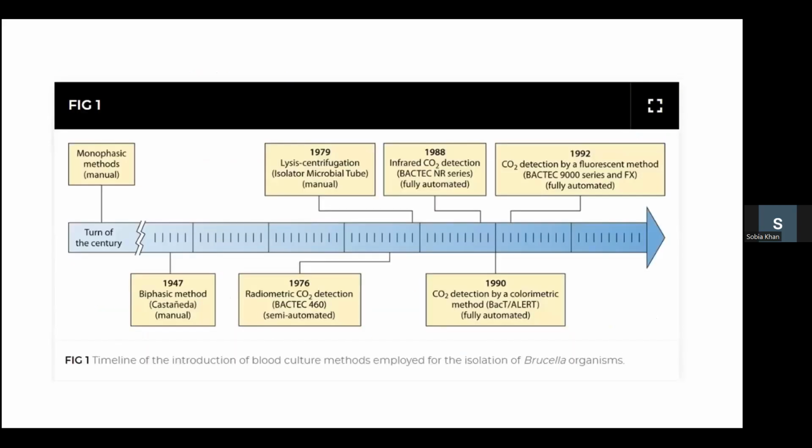This is just a brief overview of the blood culture methodologies that have evolved over time. Initially, there were manual methods where we would manually check the turbidity of the blood culture broth, and if it became turbid, it would be subcultured and so on. This was followed by the biphasic method in 1947, which used a tube containing a slant of solid agar and a blood culture broth. Every week, the tube would be tilted and the growth observed on the solid agar slant. If there was growth, it needed to be subcultured and resubcultured and so on.